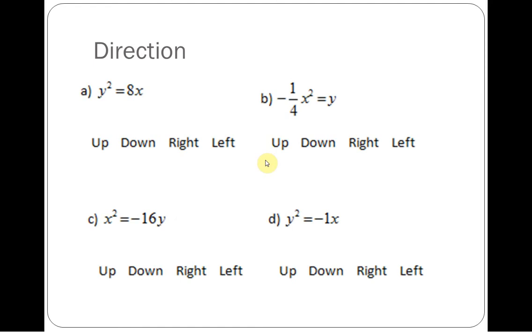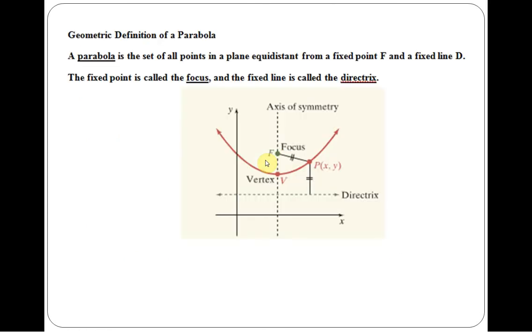So let's just talk direction. In letter A, I have y squared, so I know I'm going right or left, and the 8 is positive, so this is going to the right. In letter B, it's an x squared, so I know it's going up or down, but the fact that it's negative means it's going down. It's a frowny. C, x squared, so it's going up or down, negative 16, so it's going down. D, y squared, so I know this is left or right. With the negative, I know that it's going to the left.